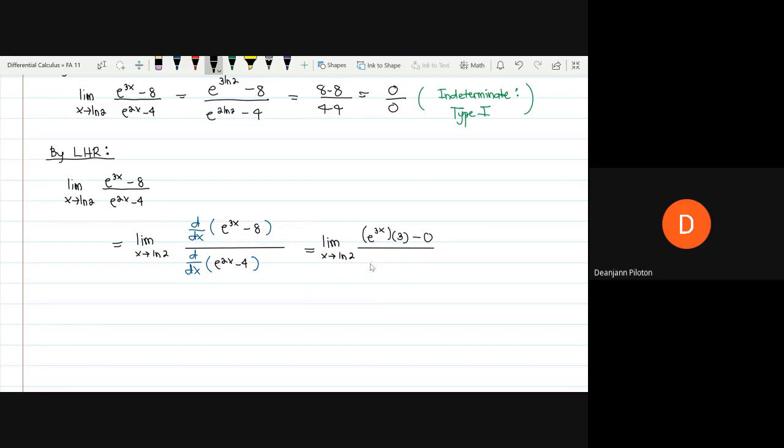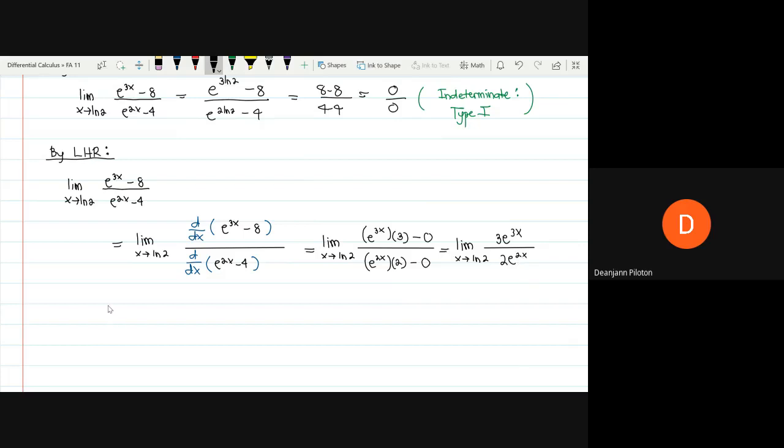So, sa baba, e raised to 2x times 2. Na iyang equivalent ko, i-differentiate nimo. Then, ganing negative 4, kung i-differentiate nimo na siya, that's 0, since constant. So, ato ang equivalent na limit. Sa to lang i-arrange. So we have 3 e raised to 3x over 2 times e raised to 2x.